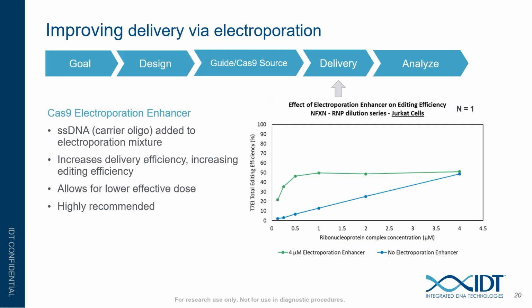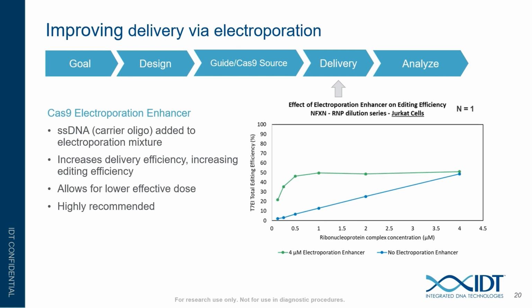In addition to internally developed and user-provided protocols, IDT has continued to innovate novel reagents to further improve the efficiency of delivery. One classic product is the electroporation enhancer. Here's a quick look at the Cas9 electroporation enhancer and how it improves delivery and editing efficiency. The Cas9 electroporation enhancer is a single-stranded DNA oligo, also known as a carrier, that you add to the RNP mixture before electroporation. We find that the addition of this carrier DNA can significantly boost the editing efficiency, particularly when using a suboptimal dose of the RNP or at challenging sites.